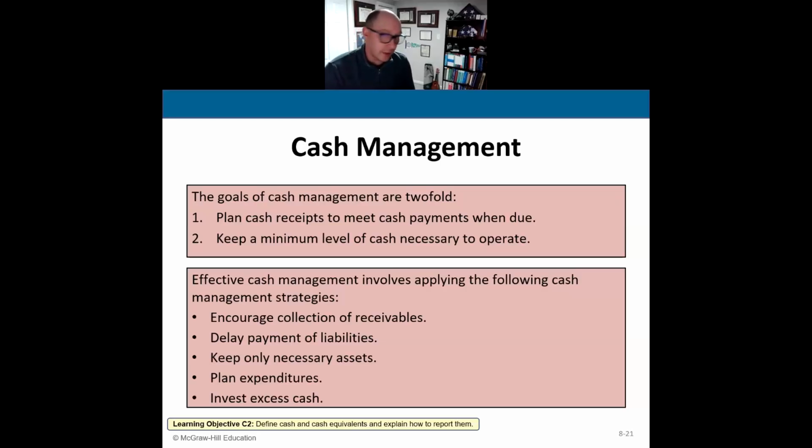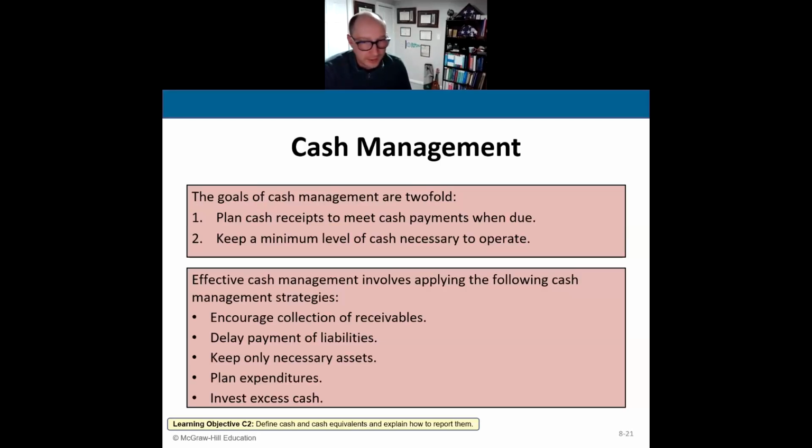Delay payment of liabilities. Well, sometimes if you're low on cash, you might consider paying a bill later too. Oh, I know it's due in 30 days, but here it is in 45. If you can get away with it. I strongly encourage you never to do that, but if you have to, you have to.